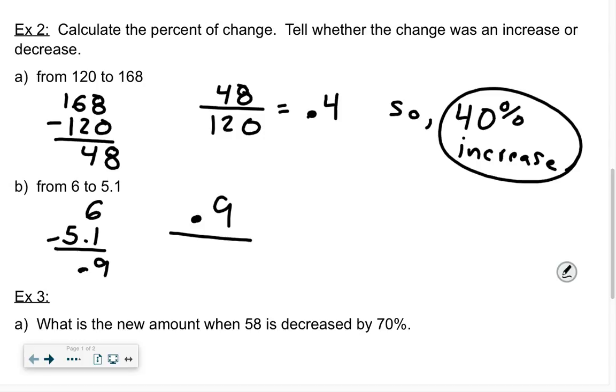The amount of increase or decrease, the difference again is 0.9. What was the original amount? 0.9 divided by 6. Calculator will handle that for us. 0.15. Increase or decrease? Decrease.